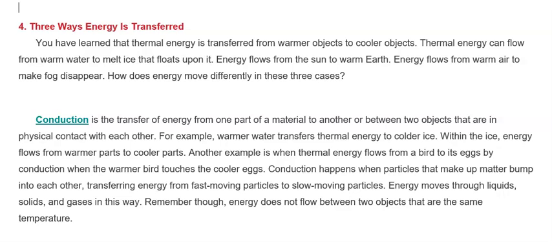Page 24, Section 4. Three ways energy is transferred. You've learned that thermal energy is transferred from warmer objects to cooler objects. Thermal energy can flow from warm water to melt ice that floats upon it. Energy flows from the sun to warm Earth. Energy flows from warm air to make fog disappear. How does energy move differently in these three cases?